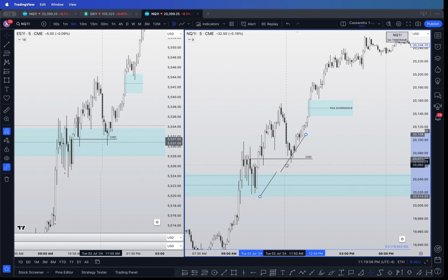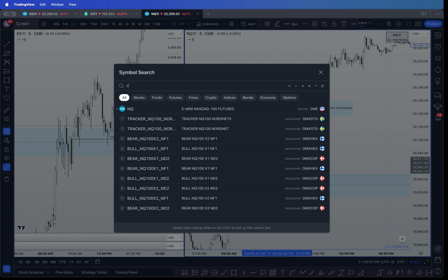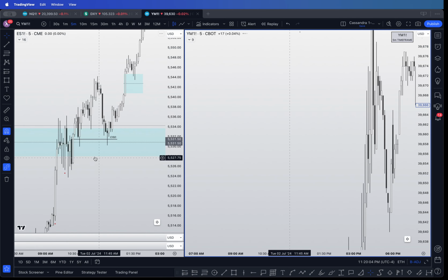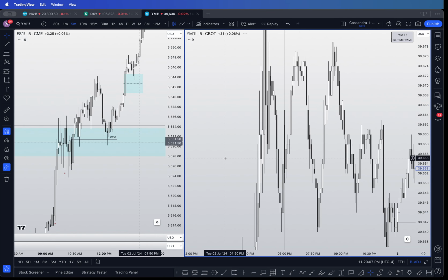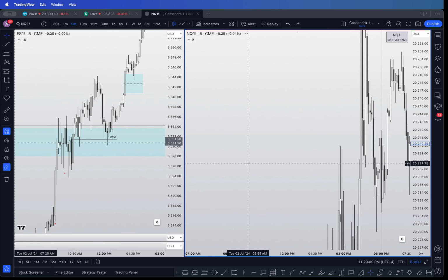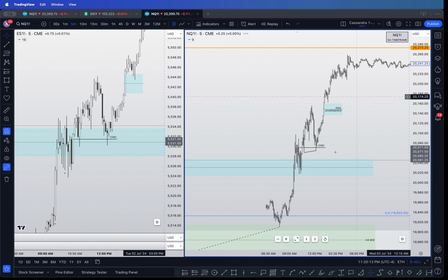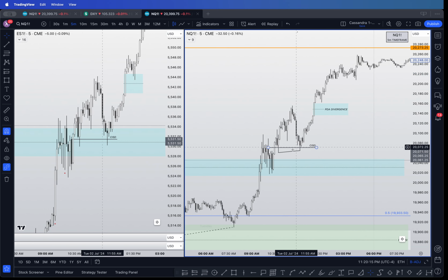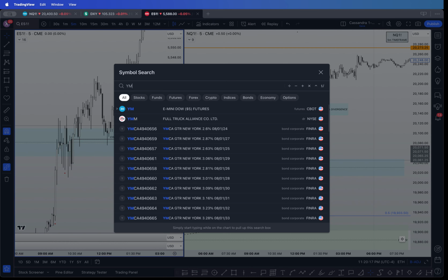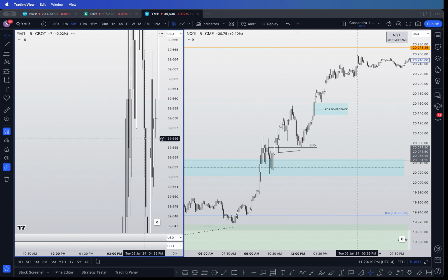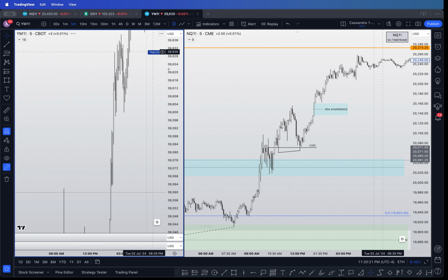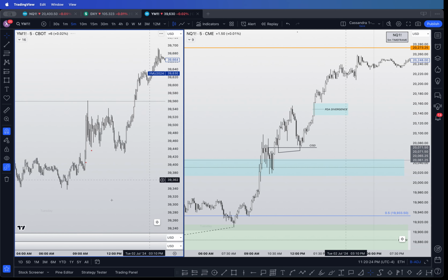Todd, is this where the SMT formed with the YM? I'm very curious to see if there was an SMT that formed there. Oops, I should have pulled it up on the other chart. I really do expect SMT to form here between the indices, because that would be surprising if it didn't, based on my understanding of SMTs, right? That it signifies a change in the market cycle.